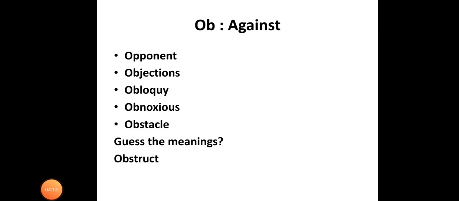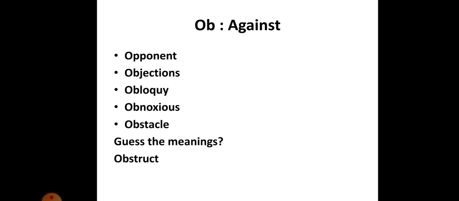So the next root is ob, which actually means against. You have many words. If your opponent is obdurate against all your arguments, he is hardened or stubborn against them. So the opponent is the one, and if this man is obdurate, it means he is stubborn against all your arguments, he is hardened, okay, or stubborn against them. That is what is meant by obdurate here.